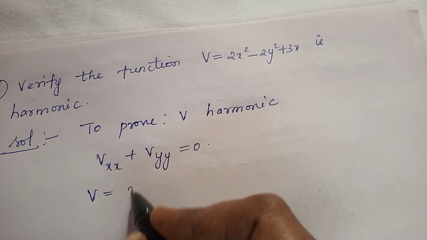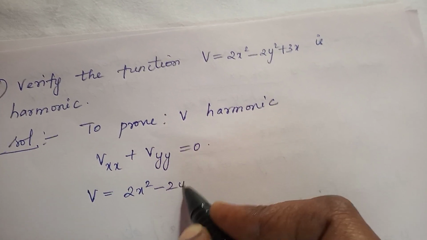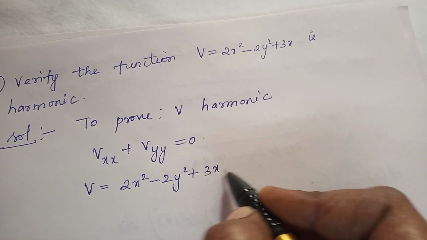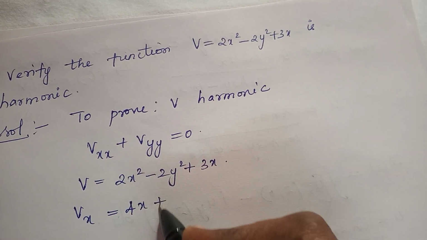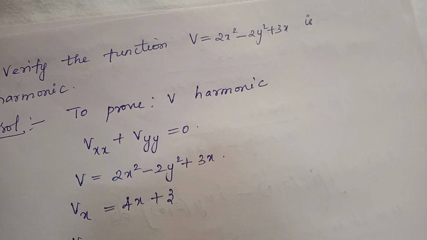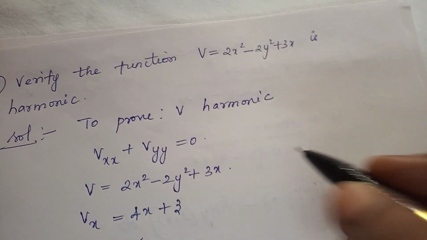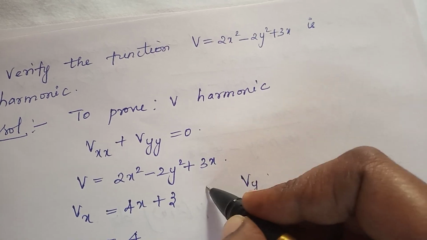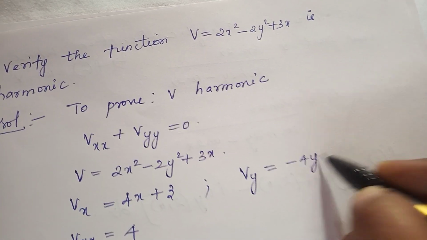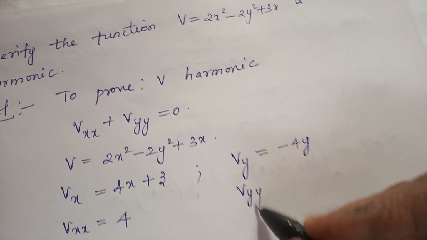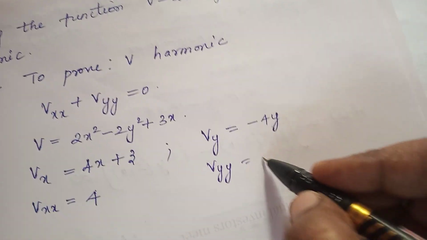So here v is given as 2x square minus 2y square plus 3x. When you differentiate this with respect to x partially, it is 4x plus 3. And again with respect to x, the answer is 4. Here, let us find vy now. When you differentiate this with respect to y, it's minus 4y. And again with respect to y, it's minus 4.